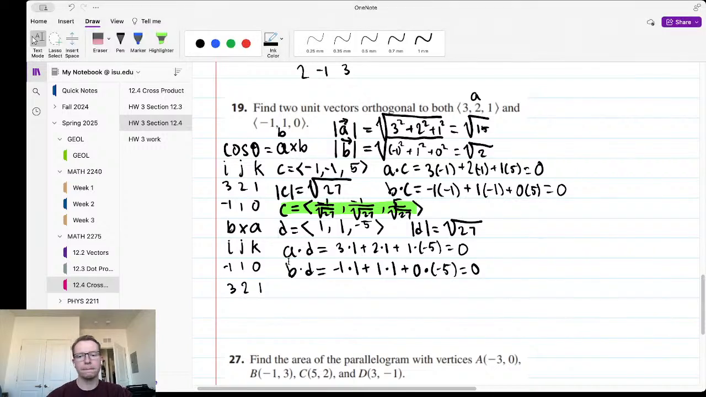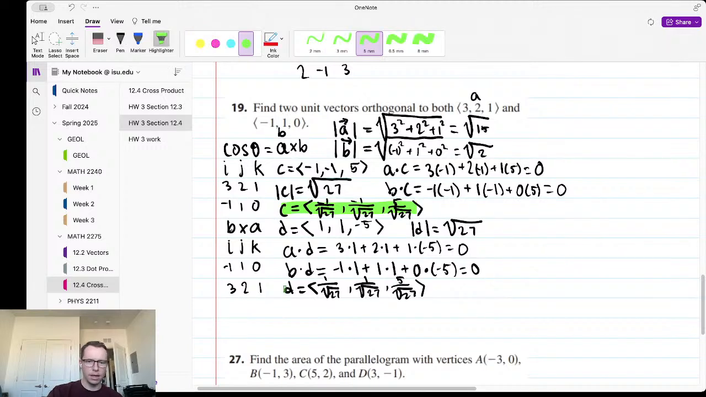Okay. So that, let me just do this. So D, nope. 1 over root 27, 1 over root 27, 5 over root 27. And then highlight that.